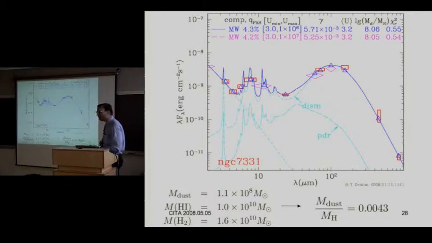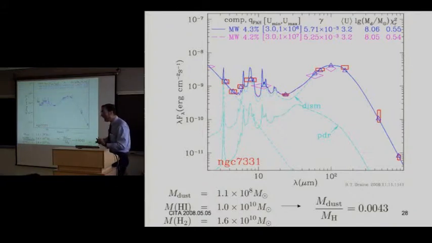Now that's a reasonable number because if you look at the local Milky Way, this galaxy has a metallicity that's like the local Milky Way metallicity. And if you take the local Milky Way metal abundance and look at just those elements that are depleted into dust grains, you get something like 0.7% for this number.